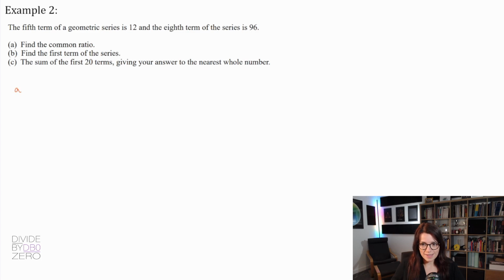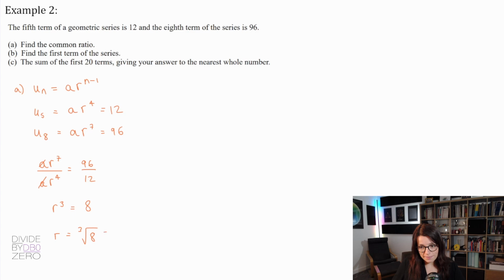This one, we want to use the nth term formula for geometric, so u_n equals ar to the power of n minus 1. We know the 5th term is 12, so we can say u_5 is equal to ar to the power of 4, and that's 12. We also know the 8th term, so ar to the power of 7 is 96. If we take those 2 equations and divide them, we're going to get this. The a's will cancel out and we'll be left with r cubed is equal to 8, meaning r is going to be the cube root of 8, so 2.